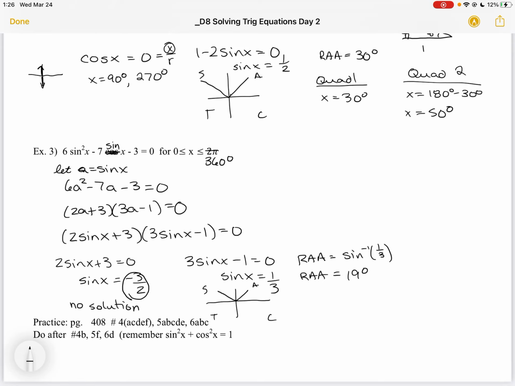Doing that on my calculator, I'm going to get 19. And then my solution in quad 1, x is equal to 19. And then my solution in quad 2 is going to be 180 minus 19 degrees, which is equal to 161 degrees.